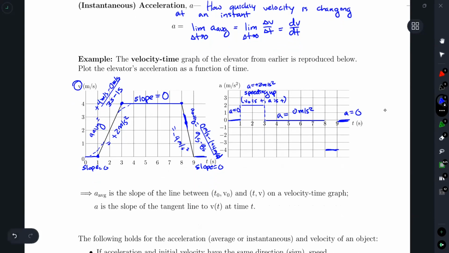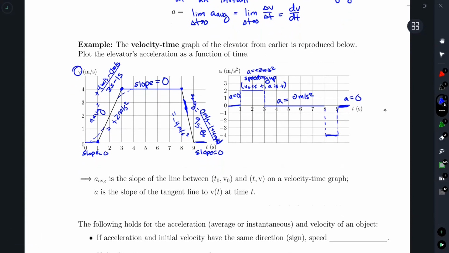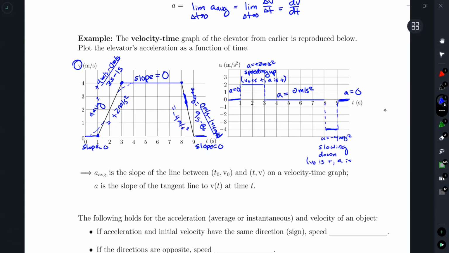But this was -4, and again, we kind of have a discontinuous jump here. Okay, so what is happening in this bit? You're still moving in the positive direction because your velocity is still positive, but your acceleration is negative. So what is the elevator doing at this point? Slowing down. Yep. And we knew that already by looking at our velocity time graph. This is just yet another way of seeing it. And our justification is that the velocity and acceleration had opposite signs.